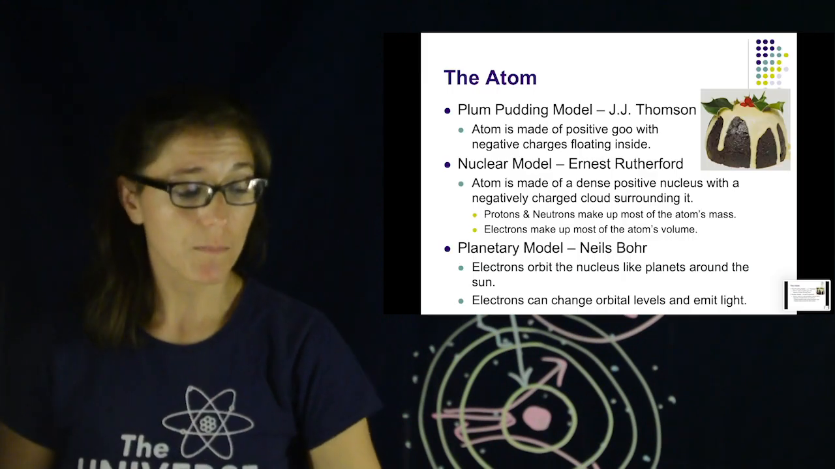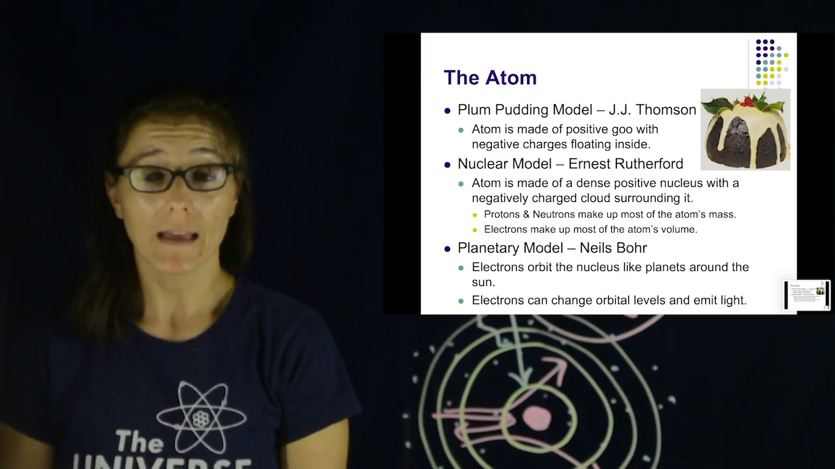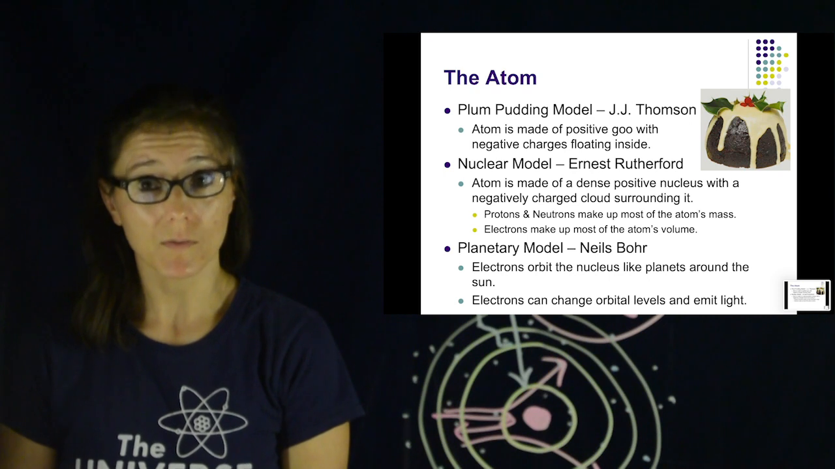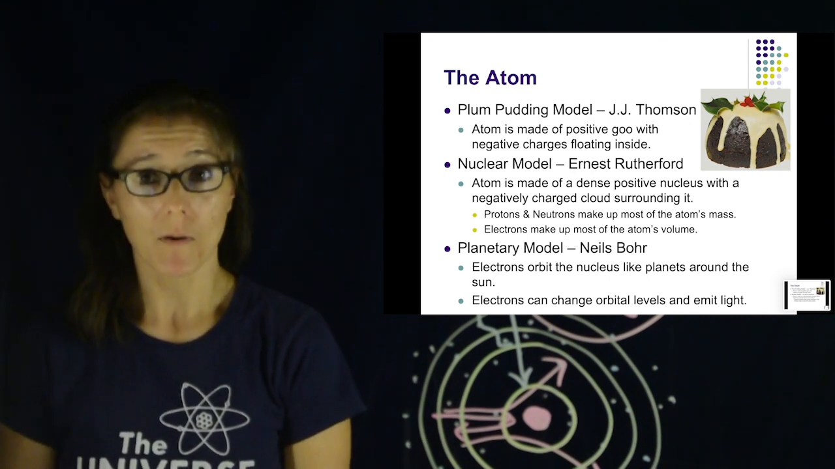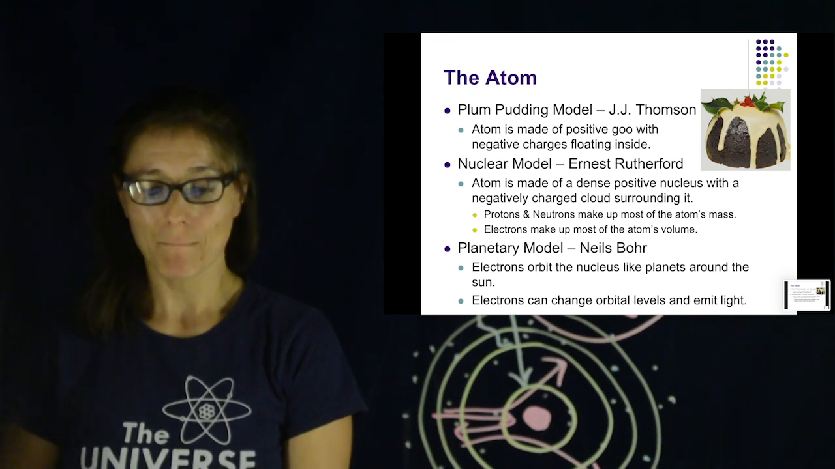This became known as the planetary model of the atom, and it's still the one that we pretty much use today. We can talk a little bit about probability clouds and things like that, but we'll wait until Thursday for that.